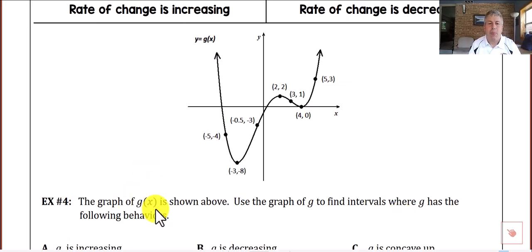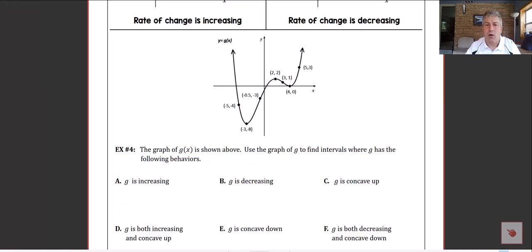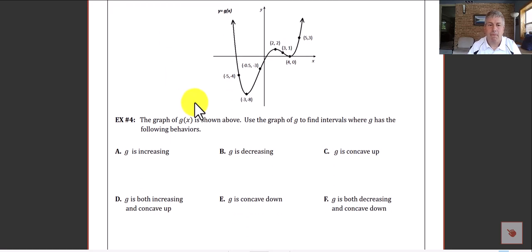In example 4, we have a graph of g of x, and we want to find the intervals where we have the following behaviors. So our graph g of x, g is increasing. Make this a little smaller, we can see a little bit more here. G is increasing, and where it's increasing, again, we want to find the intervals, and those are the x values. So at what x values is our graph increasing? Where is it decreasing? Where is it concave up? Etc. So we'll go through this and answer these questions.